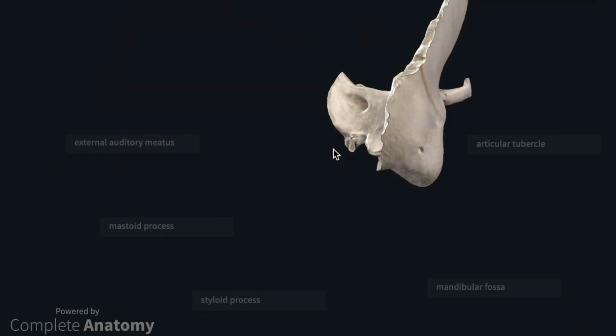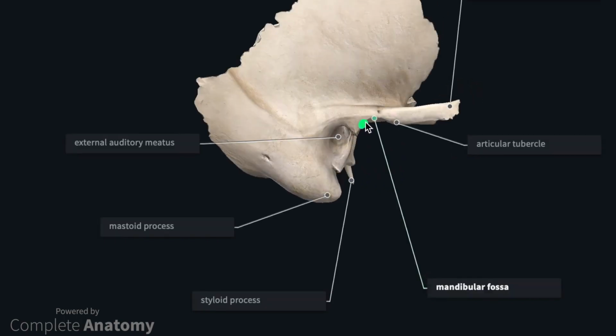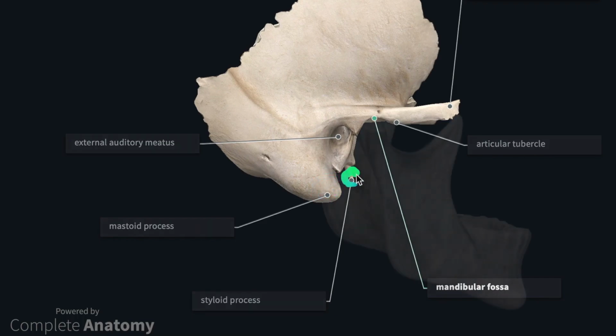So let's now focus on the temporal bone. The point at which the condyloid process of the mandible articulates with the temporal bone is at the mandibular fossa. When the jaw is lowered, it is limited anteriorly by the articular tubercle here, or sometimes known as the articular eminence, which is a portion of the zygomatic arch. Posteriorly, we can see the external auditory meatus, and posterior inferior to the mandibular fossa is the mastoid process. Just for completeness, we can see the styloid process here.